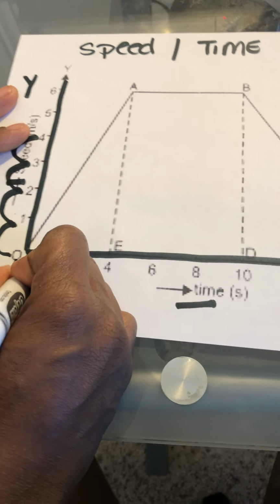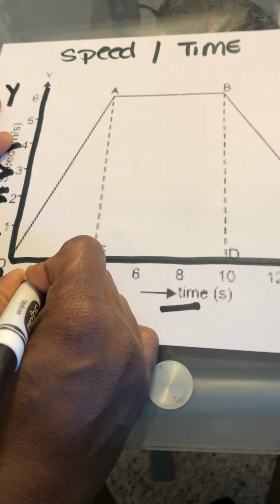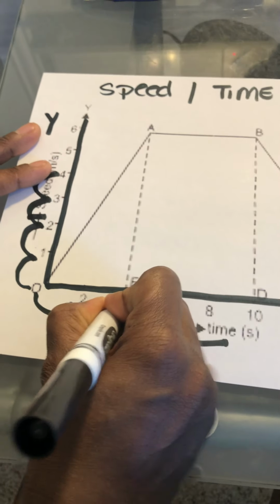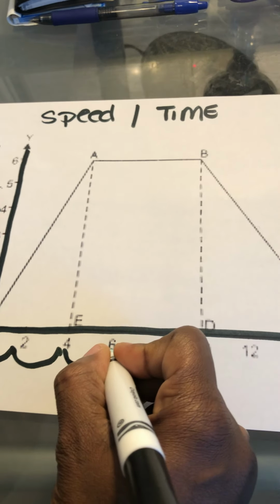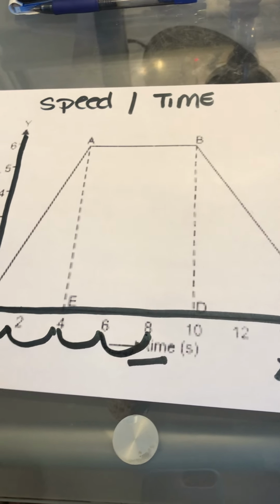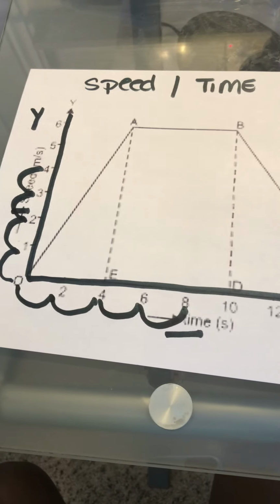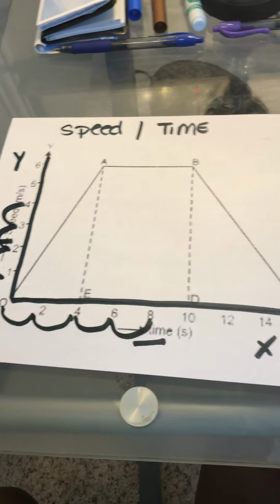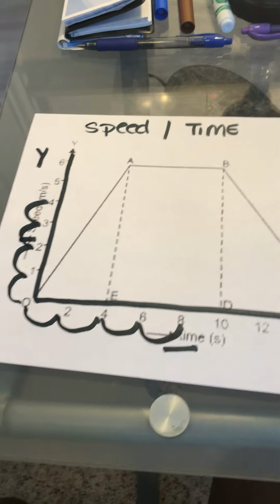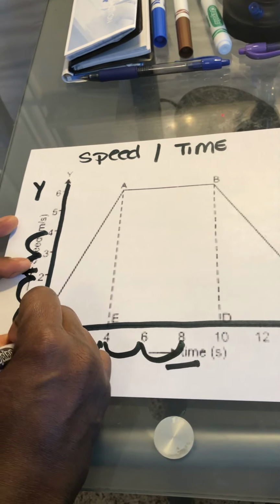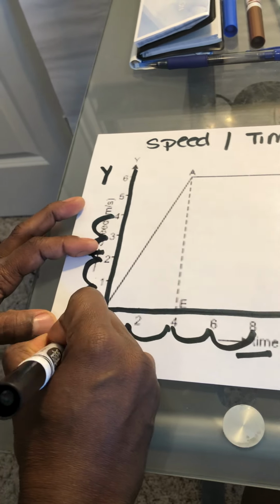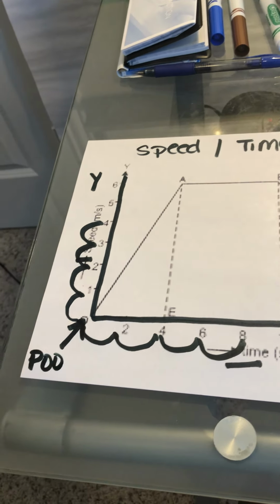So from here to here, we move 2 points. From 2 to 4, we moved another 2 points. From 4 to 6, we moved another 2 points. From 6 to 8, we moved an additional 2 points. So we're moving in intervals of 2. And we know that we always begin at our point of origin, which is 0. Let's call that our PO, point of origin.